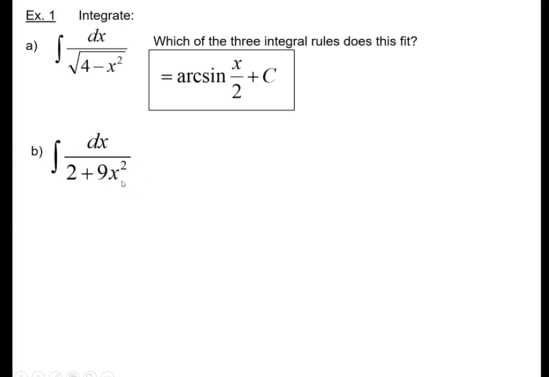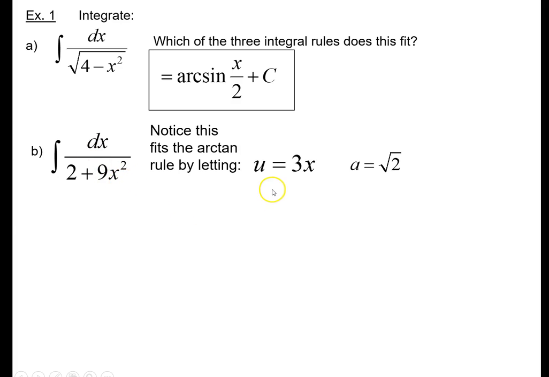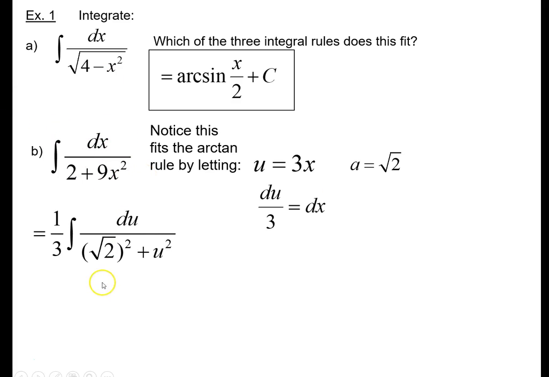So what we're going to do is a u substitution, and we're going to let u equal 3x. And notice that a is the square root of 2, because this would be a squared. So derivative of u, of course, would be 3, so that means du over 3 replaces the dx. So go back here and make your substitutions, and you've got 1/3, that's from the du over 3, times the integral of du over, now I'm writing this to be emphatic here, the square root of 2 squared.